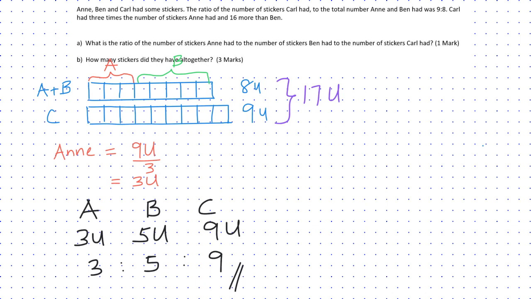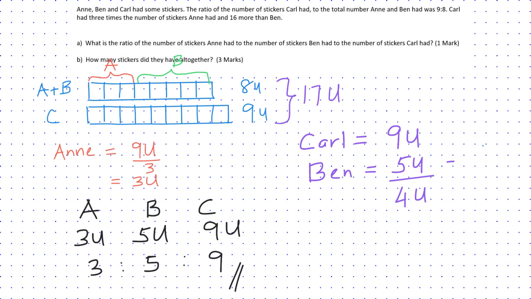The second question is, how many stickers did they have altogether? Okay, so we know that they had 17 units of stickers in total. So the question says that Carl had 16 more stickers than Ben. So now let us compare Carl's stickers and Ben's stickers. Carl has 9 units of stickers and Ben has 5 units of stickers. So the difference is 4 units.